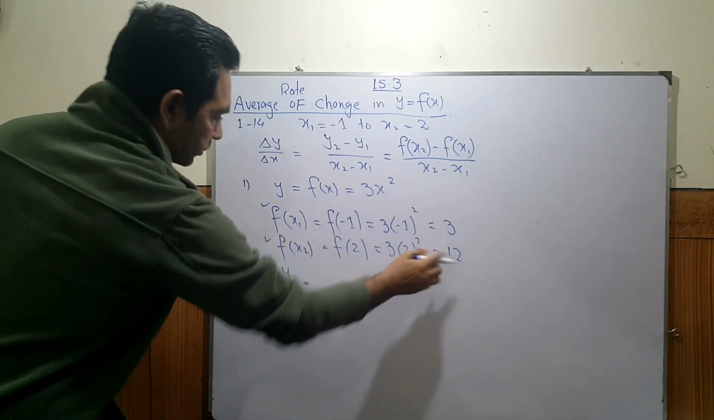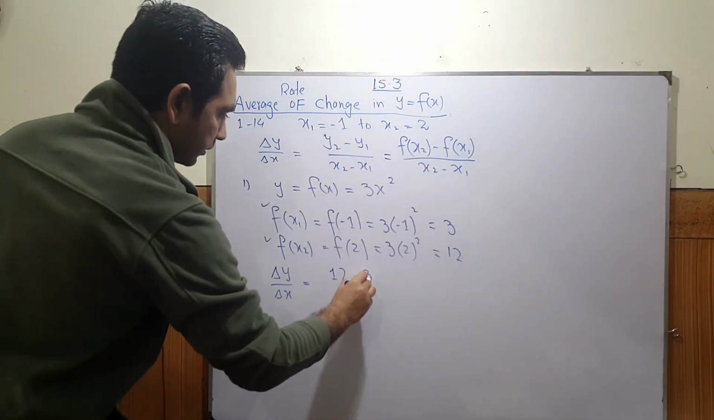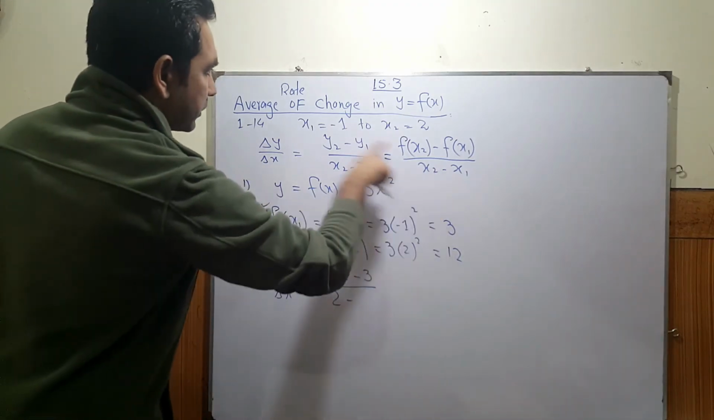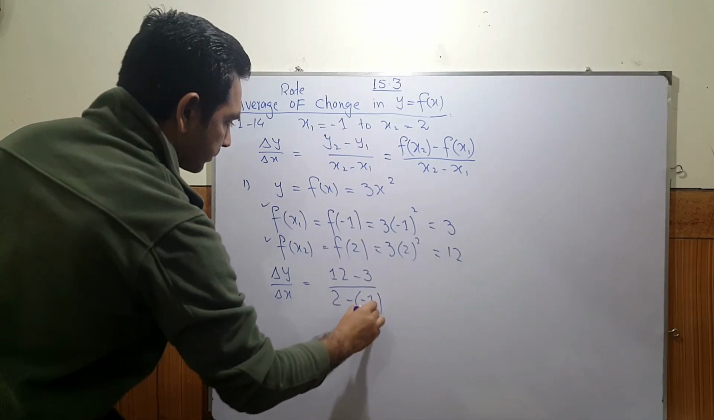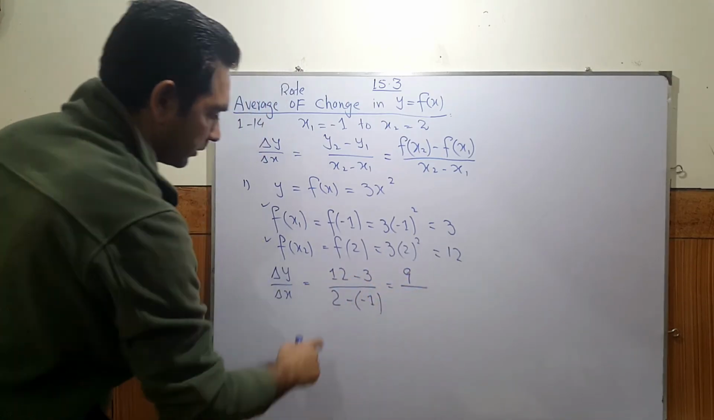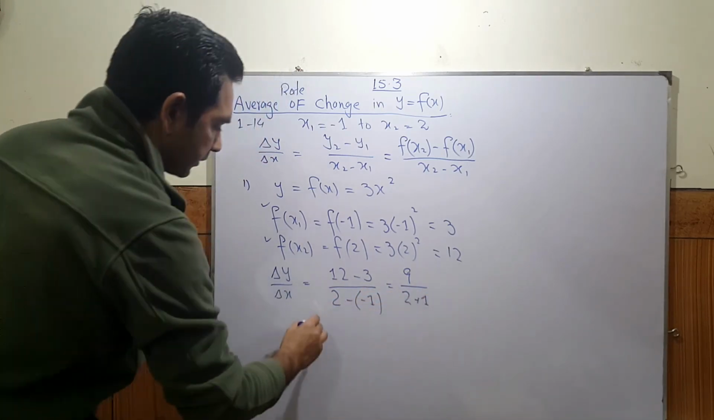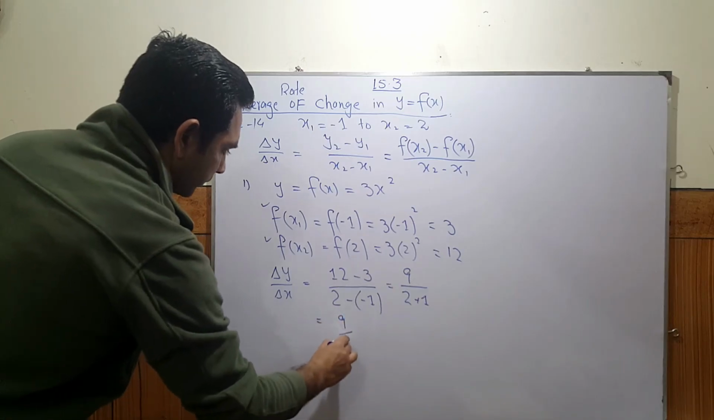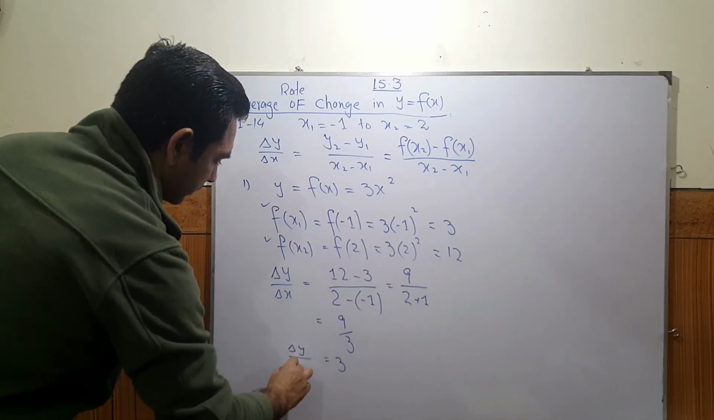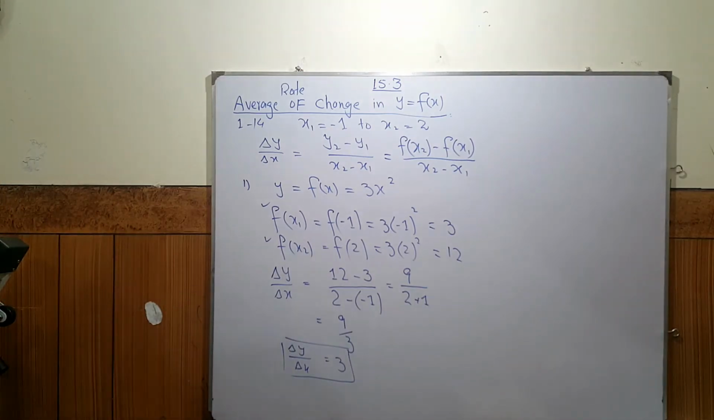So f of x2 is 12 minus f of x1 is 3, divided by x2 is 2 minus x1 is minus 1. So 12 minus 3 gives us 9, and 2 minus minus becomes plus, so you have 9 over 3, which is 3. So the average rate is 3.